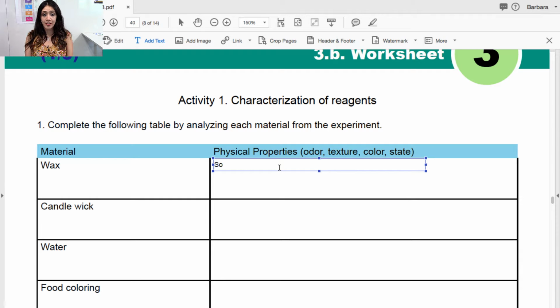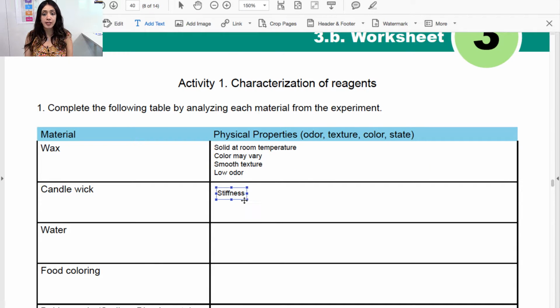For this activity, students will explore the materials for the experiments that will come afterward. Let them handle the materials such as wax, candle wick, food coloring, etc. to check their texture, color, odor, and state.